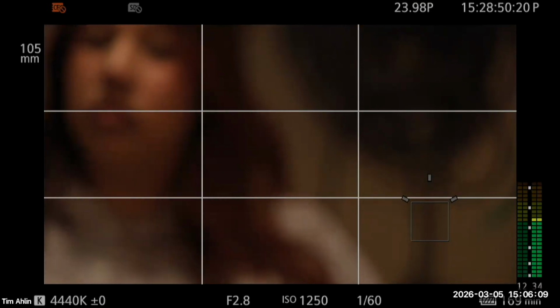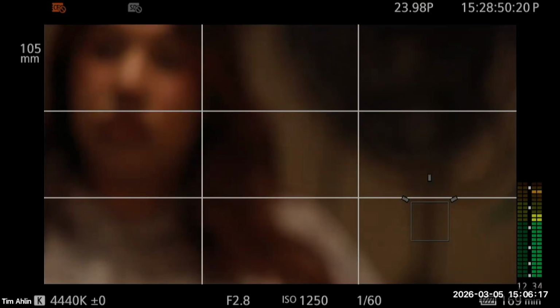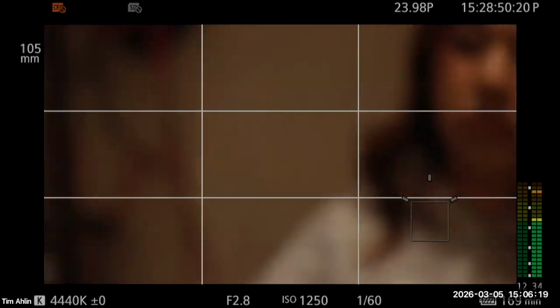Okay. This is gonna be a weird one. I want an extreme close-up of Tim's ear. Yeah, he's hearing something. Tim, you need to look that direction.